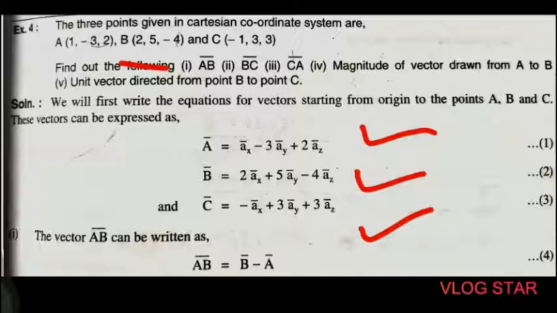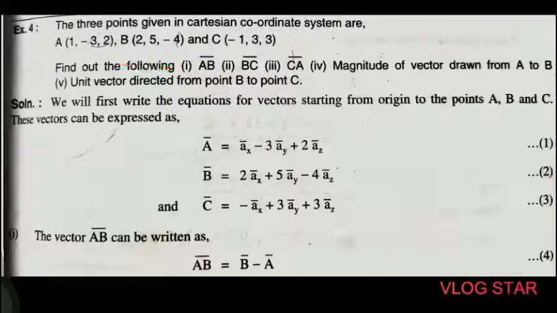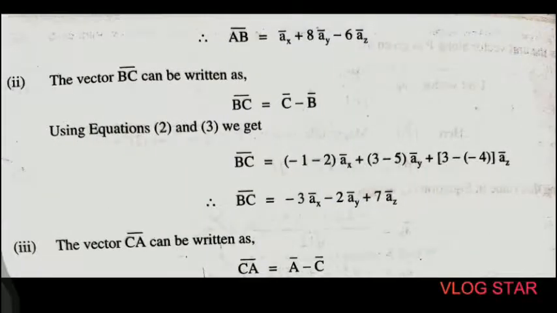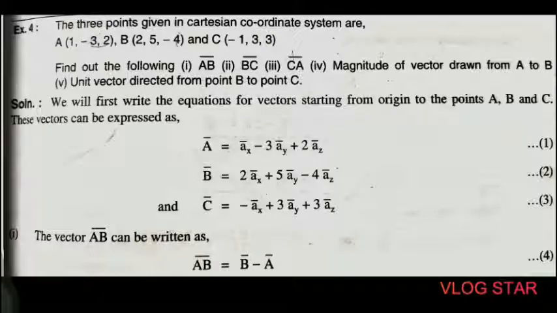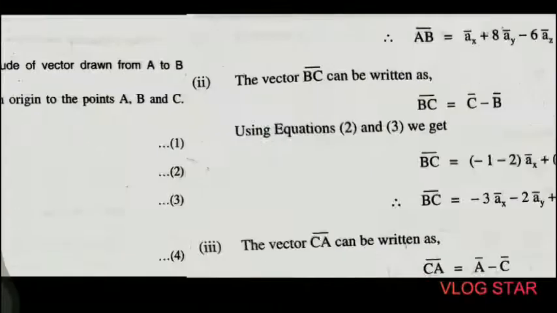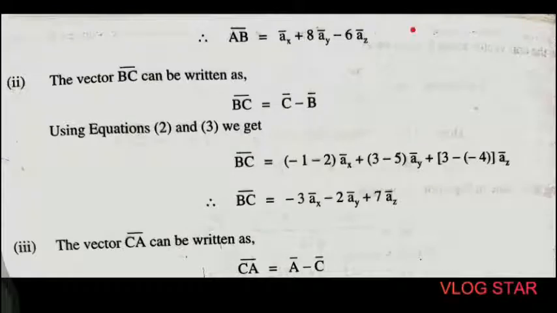Then after that calculate the first parameter, that is vector AB bar. So A is nothing but the starting point and B is the ending point. So AB vector can be calculated as ending point minus starting point, which is equal to B bar minus A bar. The value of B bar is given, that is 2, 5 and -4, and the value of A bar is also given, that is ax bar minus 3 ay bar plus 2 az bar. So we will get AB bar is equal to ax bar plus 8 ay bar minus 6 az bar. This is the first parameter, that is the value of AB bar.